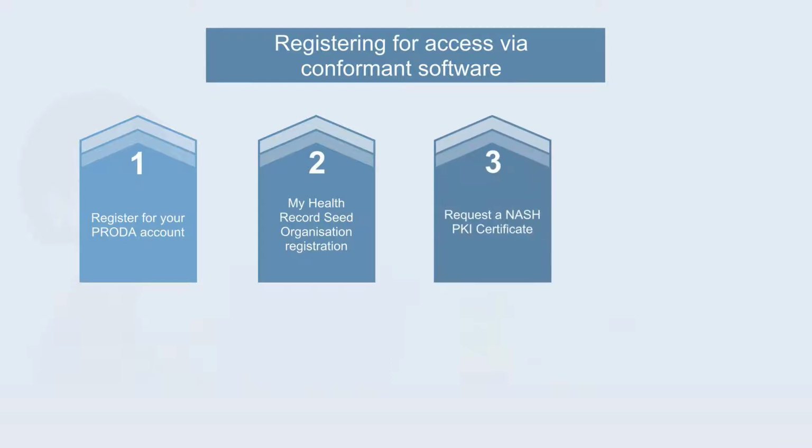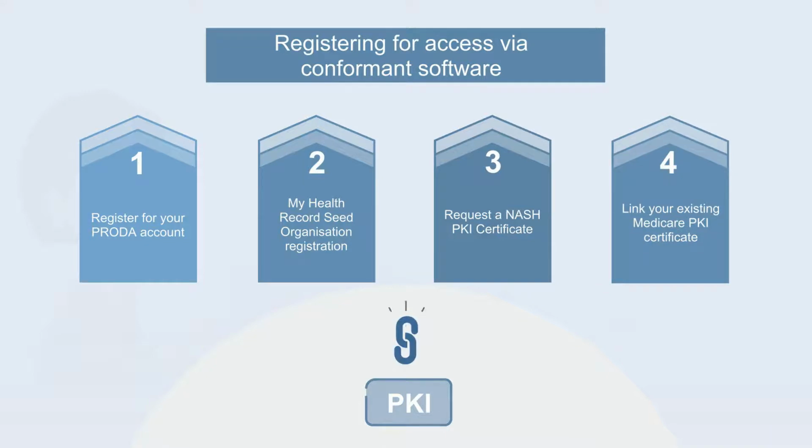Now, I need to check with my software vendor if they have been registered as a contracted service provider. I'll need to request and download a National Authentication Service for Health (NASH) Public Key Infrastructure (PKI) certificate. This final step is to link my existing Medicare PKI certificate.